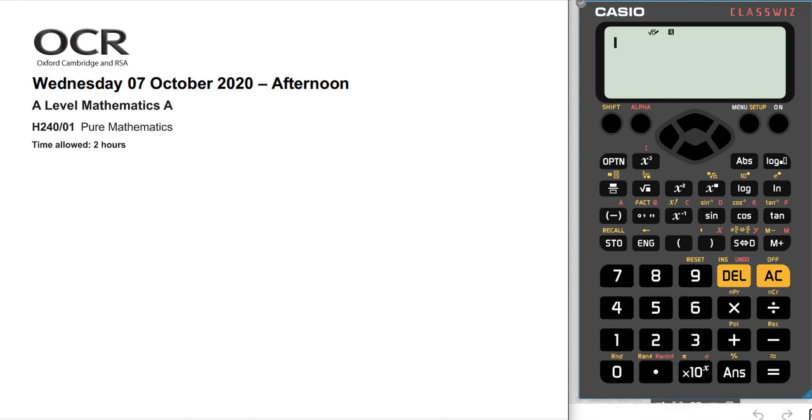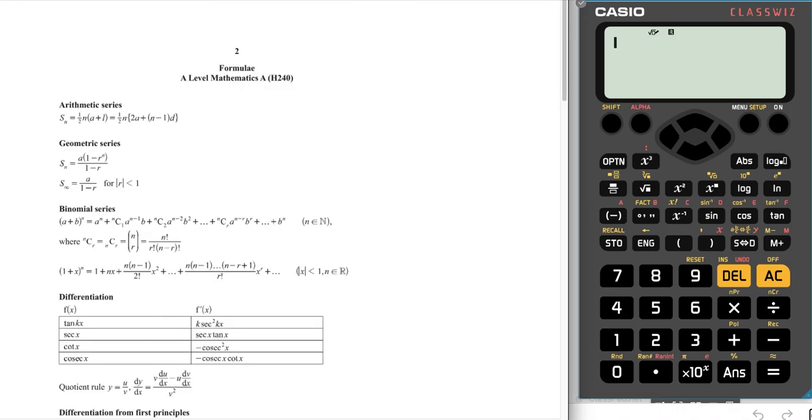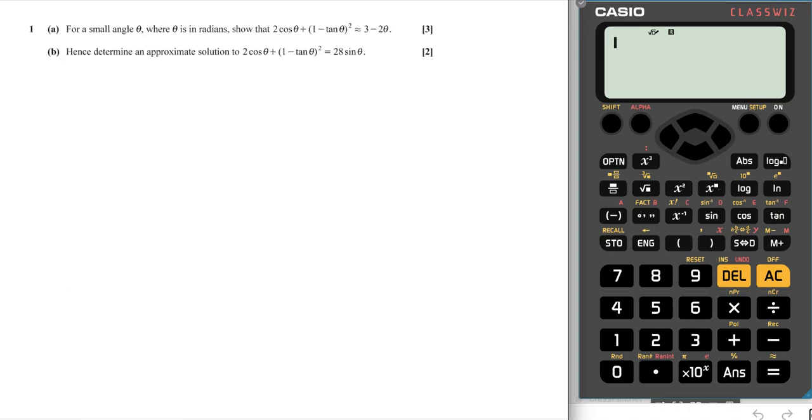Right, let's have a look at this, see what we've got. So obviously that's your front cover. We have our formula sheet, which is there. And then we have question 1. So it says, for a small angle theta, so there's some important things in there. We know that it's small, and we know that we are in radians.